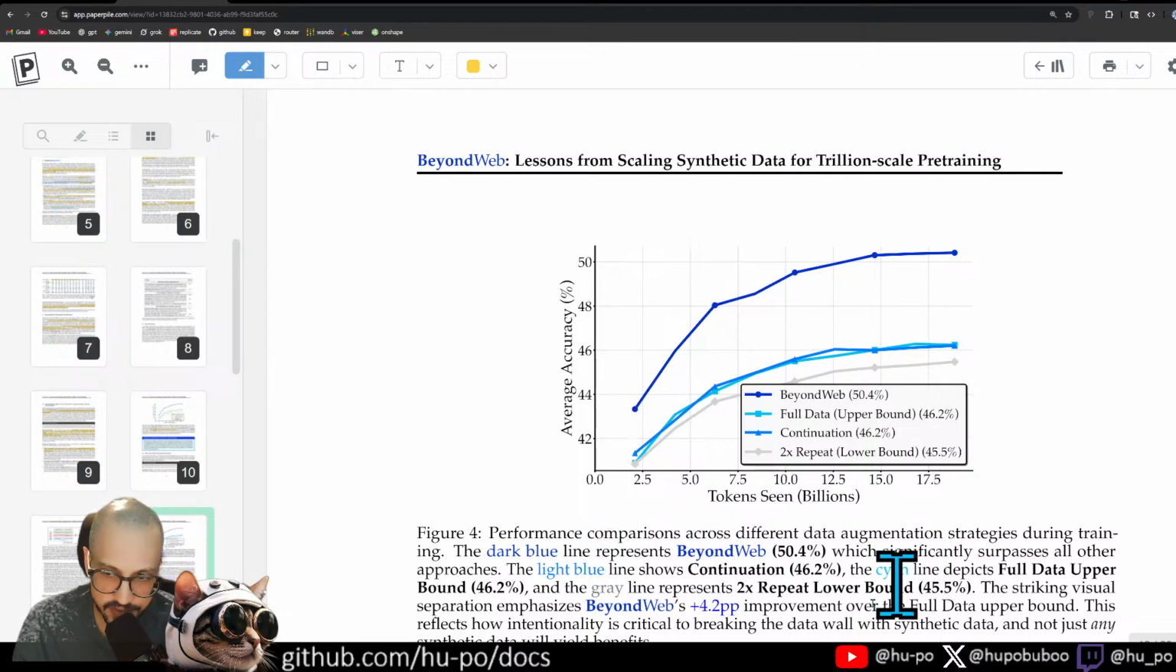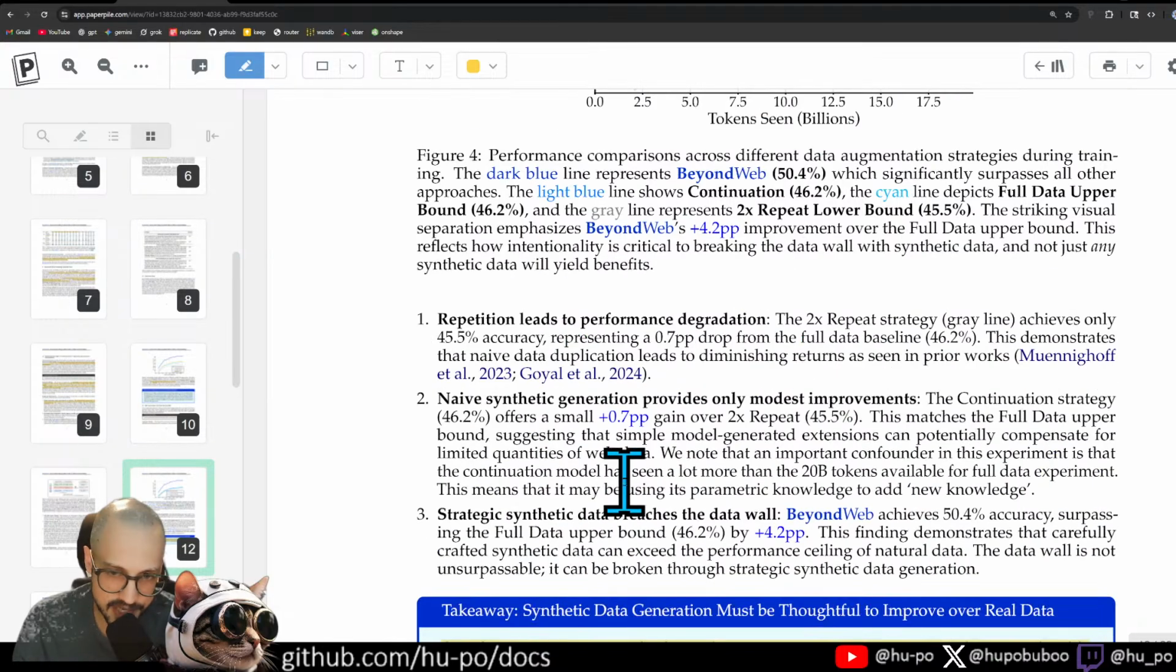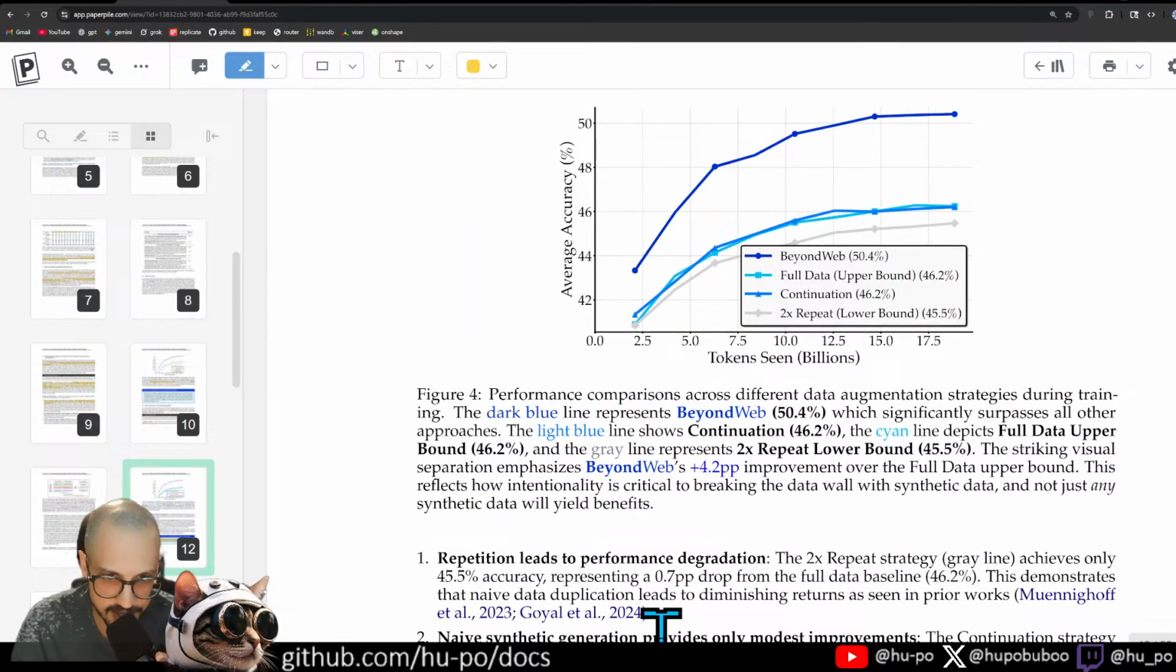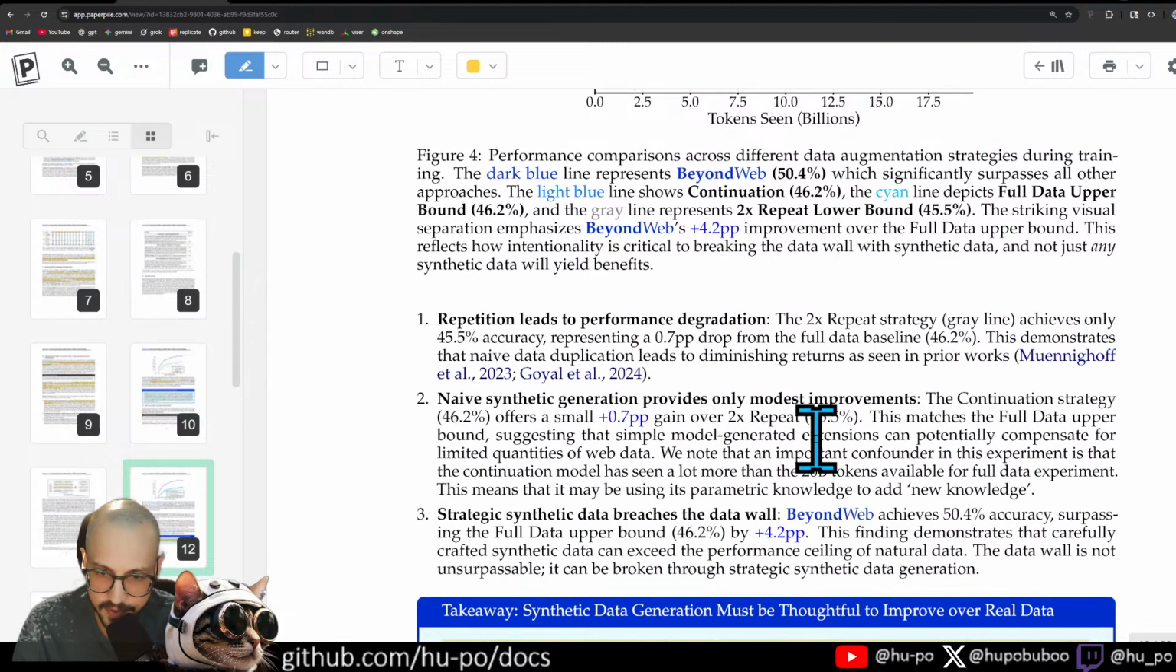Performance comparisons with different data augmentation strategies. The dark blue line represents Beyond Web. They always have this one here just because. The Beyond Web is basically their mix of different synthetic data generation techniques, so it's almost like a mix of the different approaches. And in all of these plots, and there's a bunch of these plots in these experiments, they always have Beyond Web at the top. Beyond Web basically represents a superset of all the different synthetic data techniques that they mention here. So every single one of these plots is the combination of all the approaches and then a narrower version, so it's almost like ablation experiments, if you want to think of them that way. Okay.